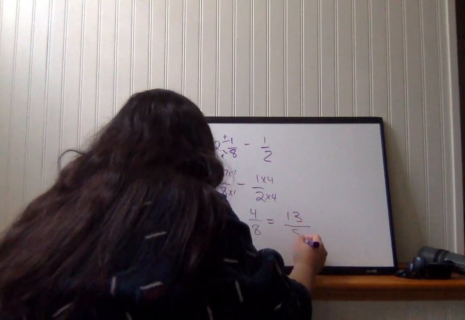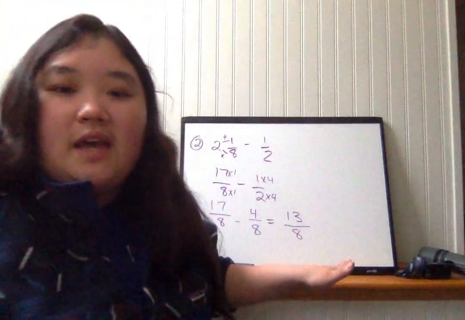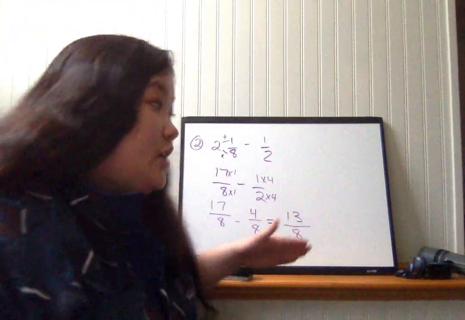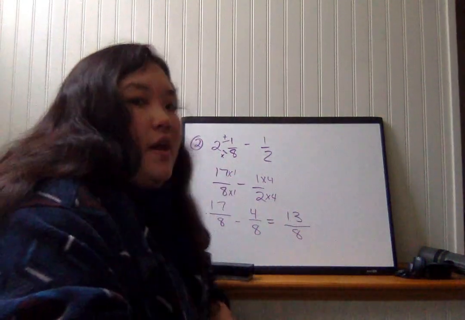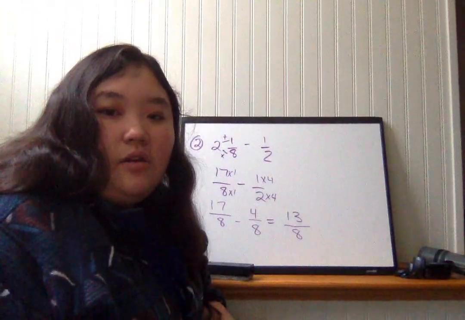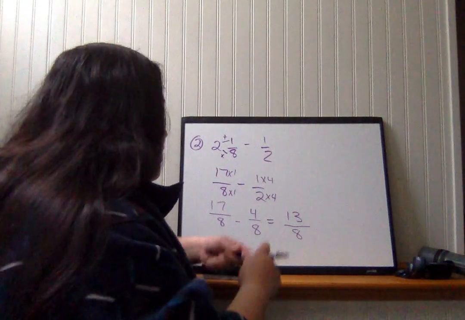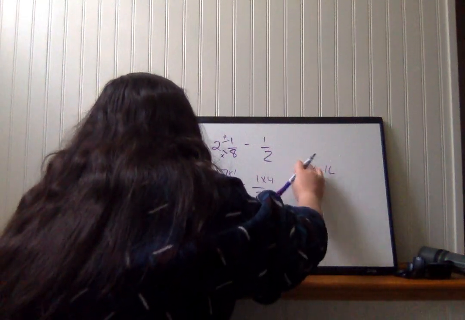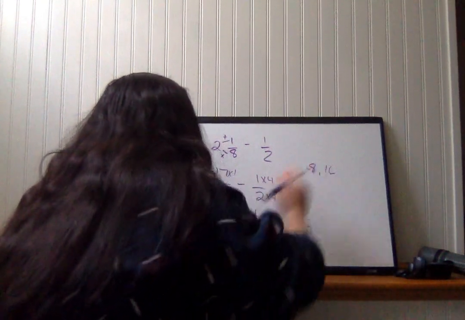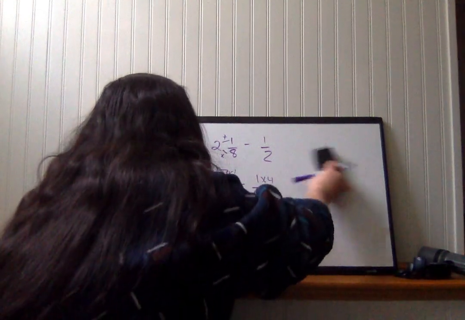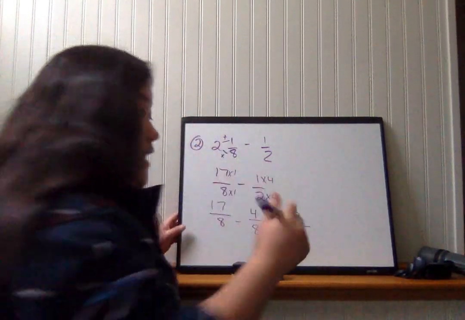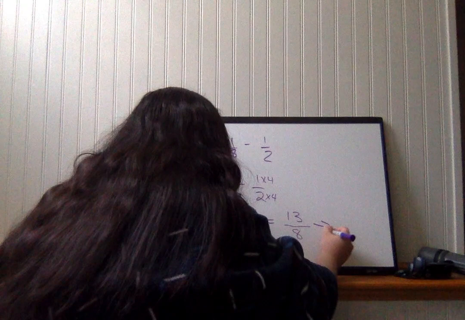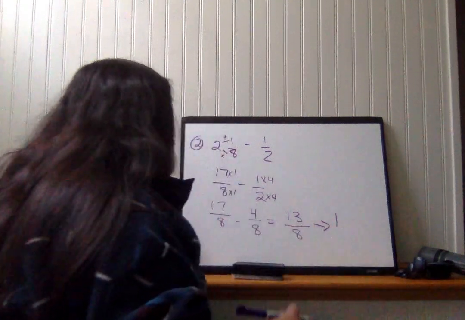Over 8. I cannot keep it like that because that's an improper fraction. So I need to tell myself, how many times can 8 go into 13? Well, I know that my multiples go like this, 8, 16, right? So that's too big. So 8 can only go into 13 one time. So my whole number is going to be 1.